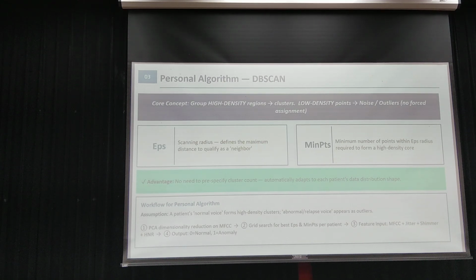The personal algorithm uses DBSCAN. The core concept is to group points in high density regions into clusters, while points in low density regions are directly classified as noise without forced assignment. The assumption underlying its use here is that a patient's normal voice will cluster into high density regions in feature space, while abnormal voice recordings will appear as low density outliers.